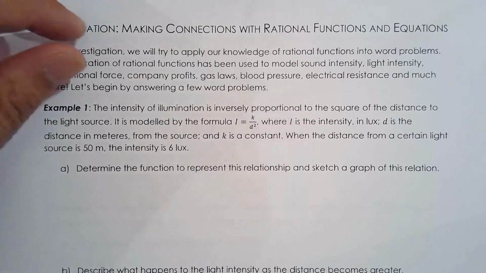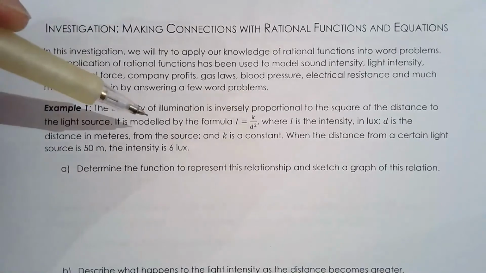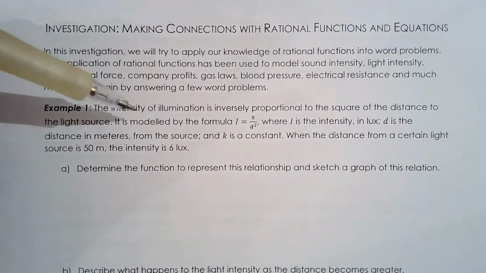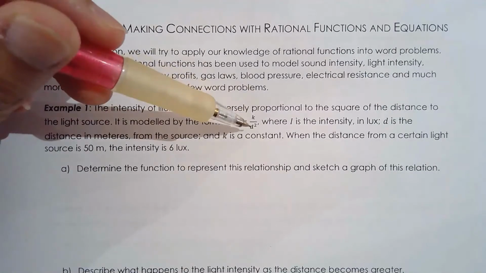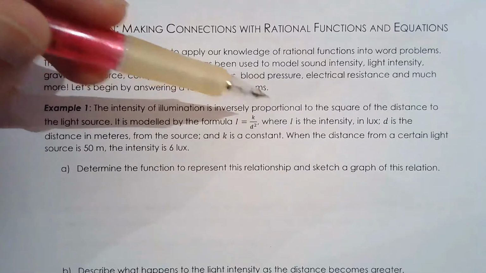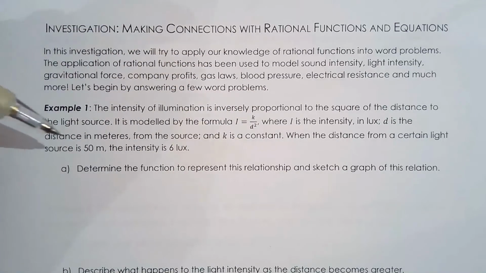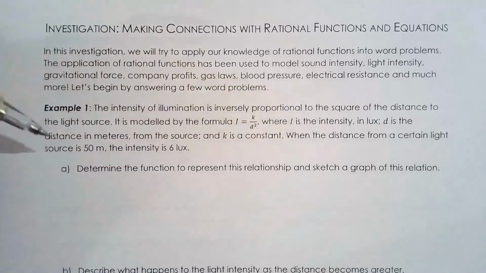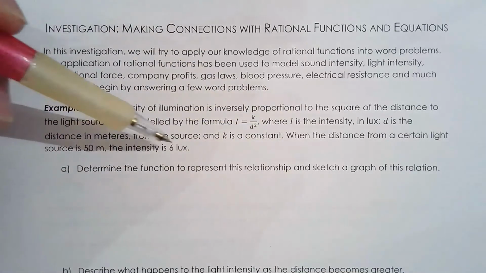Okay, so the intensity of illumination is inversely proportional to the square of the distance of the light source. It is modeled by the formula I equals k over d squared, where I is intensity in lux and d is distance in meters. When the distance from a light source is 50 meters, intensity is 6 lux.